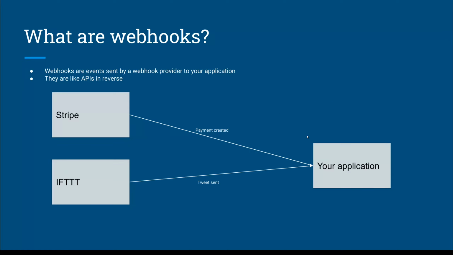So what are webhooks? Webhooks are events sent by a webhook provider to your application. They're like APIs in reverse. A couple of examples would be Stripe sending you a webhook notification every time a payment is created, say when somebody buys something, or take IFTTT, they could send you a webhook notification every time you tweet on Twitter. And that's what we're going to be demoing today.